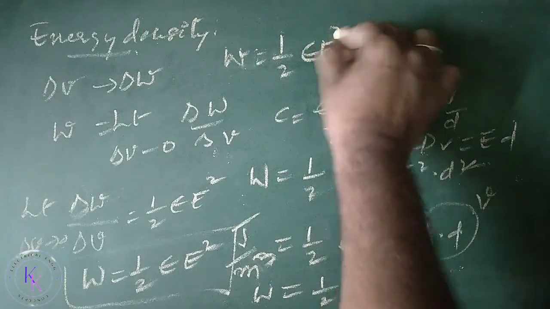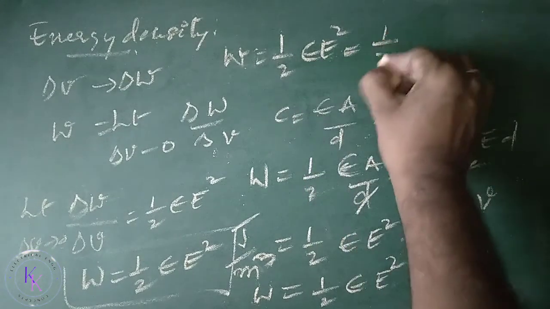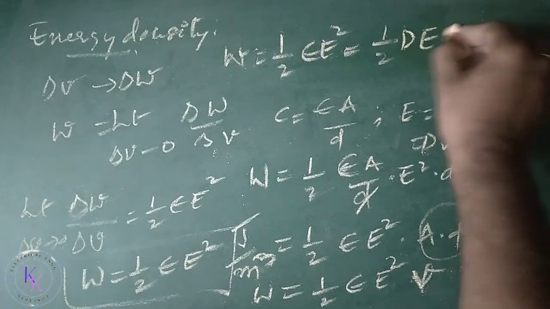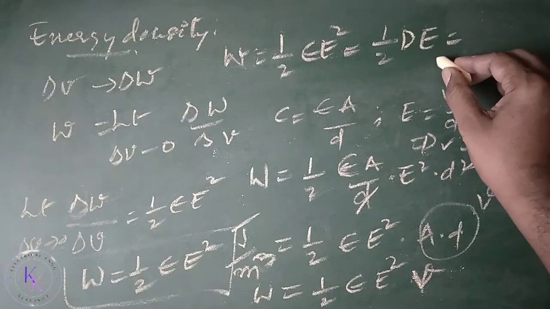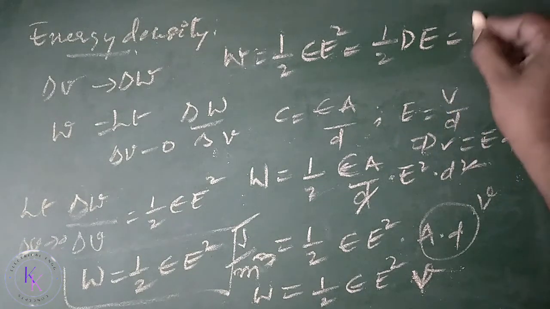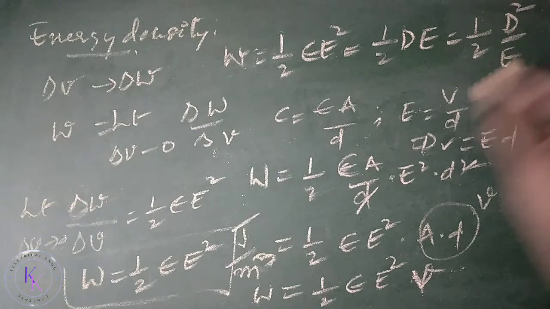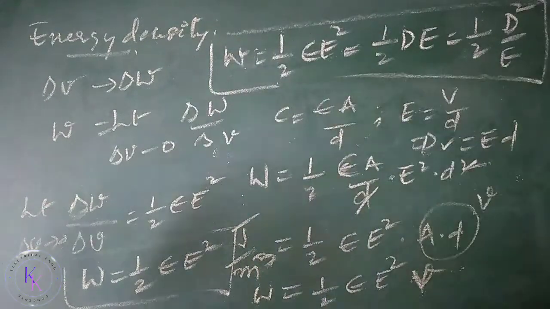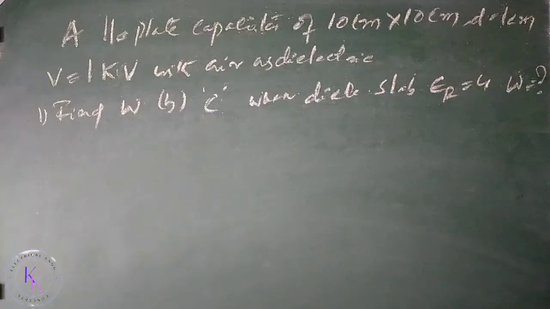So we can write W equals half epsilon E square, that equals half E times D, since epsilon E is nothing but D. And E equals D by epsilon, so it is half D square by epsilon, joules per meter cube. Let us solve one problem.